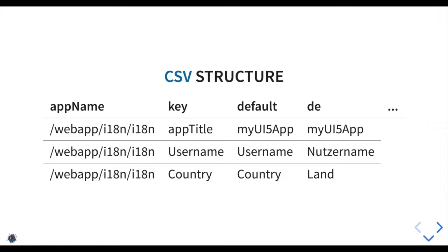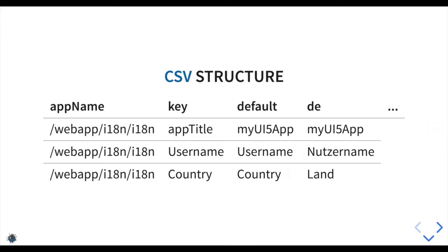So, what can we do here? We can actually extend this file with new languages to the right and downwards with new translations for different applications and for different translation keys. With this simple structure, we can actually create one single CSV file and import it afterwards to create all the translations for the different applications in our project.